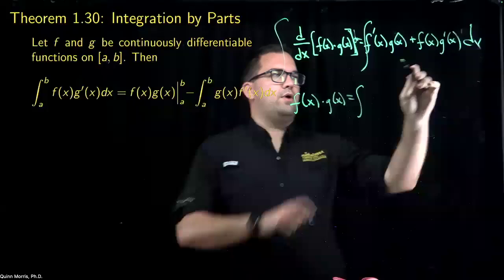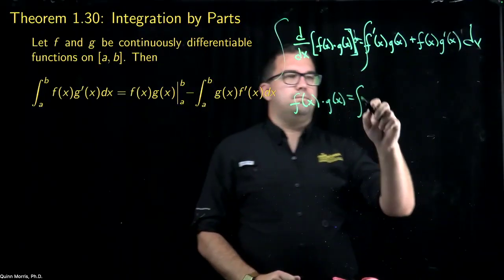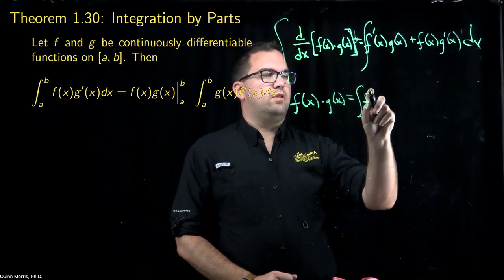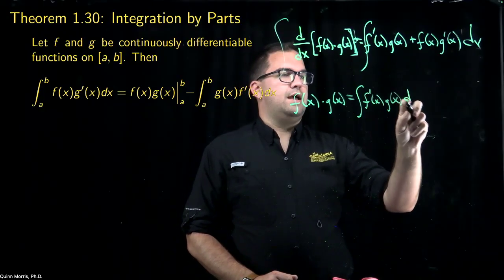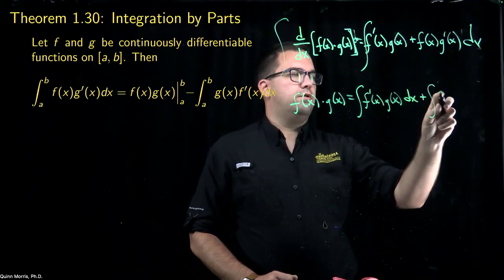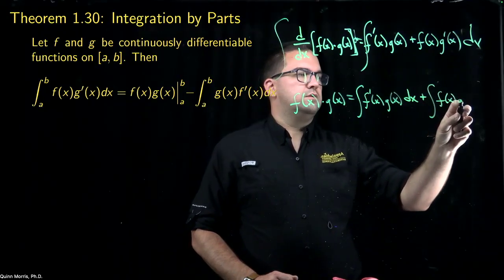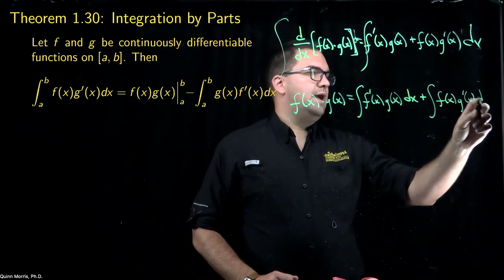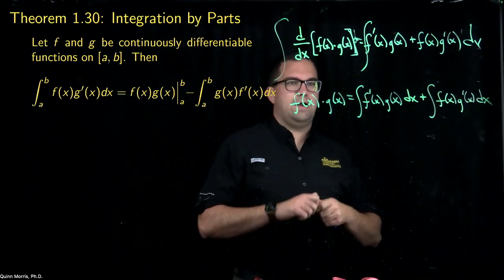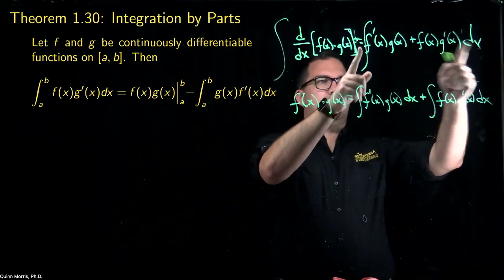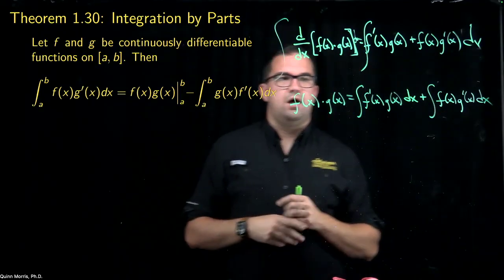And over here, I'm just going to break up this integral over this sum. So this will be the integral of f prime of x g of x dx plus the integral of f of x g prime of x dx. Now, this is analysis, so we have to be careful. How do I know I can break this integral up over the sum?